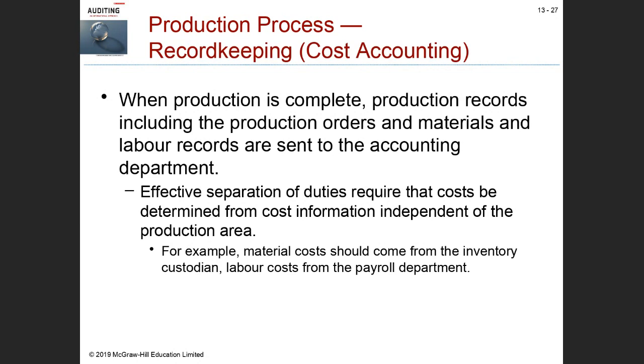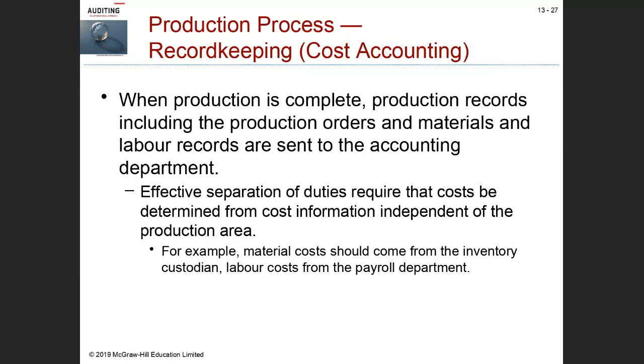Okay, with respect to record keeping, that is obviously a very important control as well. All this again is discussed on page 592. Looking at the PowerPoint, it says when production is complete, production records, including the production orders, the materials, and the labor records are sent to the accounting department. So accounting is going to be able to see what was the quantity of raw materials that was used, right? How much labor was used to produce the product, and then that information is going to be costed, right, in the accounting department.